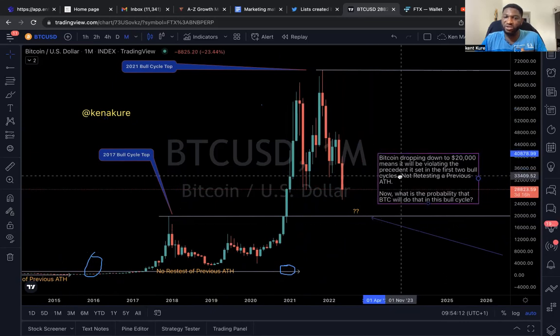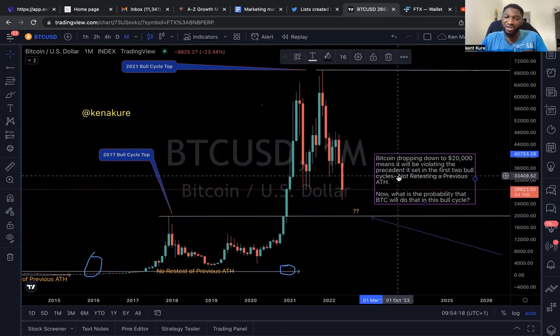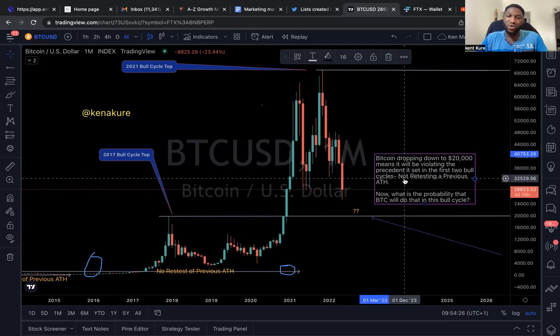So this is a little thing I wrote. I said, Bitcoin dropping to $20,000 means it will be violating a precedent it has set in the previous bull cycles, not retesting an all-time high. Now, the question is, what is the probability that Bitcoin will violate this in this bull cycle? Now, it's all about probabilities.